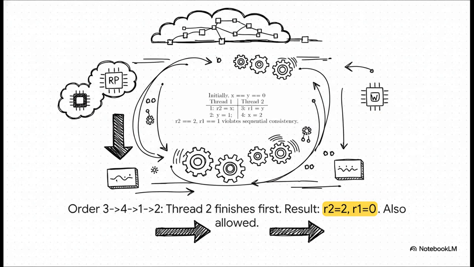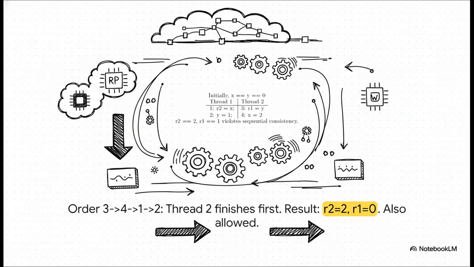Okay, let's flip it. What if thread 2 goes first? It reads y, which is 0, and writes 2 to x. Then thread 1 wakes up. It reads x, which is now 2, and writes 1 to y. The result this time? R2 is 2, R1 is 0. Again, totally logical. You can mix these steps up in a few other ways, but you always get a result that makes sense.